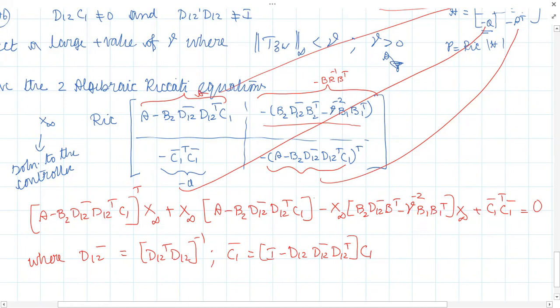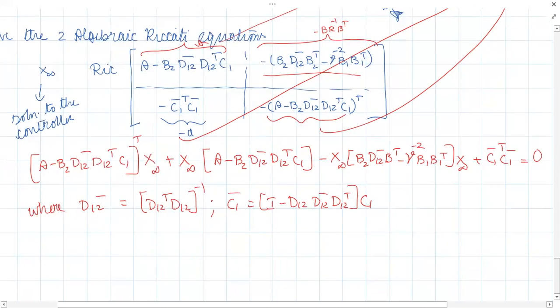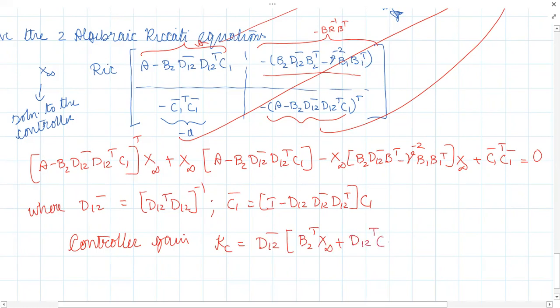Okay, sir. So how will you find the controller gain solution? As I said before, this scheme has a controller as well as an estimator. So one of the Riccati equations will give you the control solution. The second Riccati equation solution will give you the estimator gain. So the controller gain KC will be given by D12 bar into B2 transpose X infinity plus D12 transpose C1. So we'll stop here.